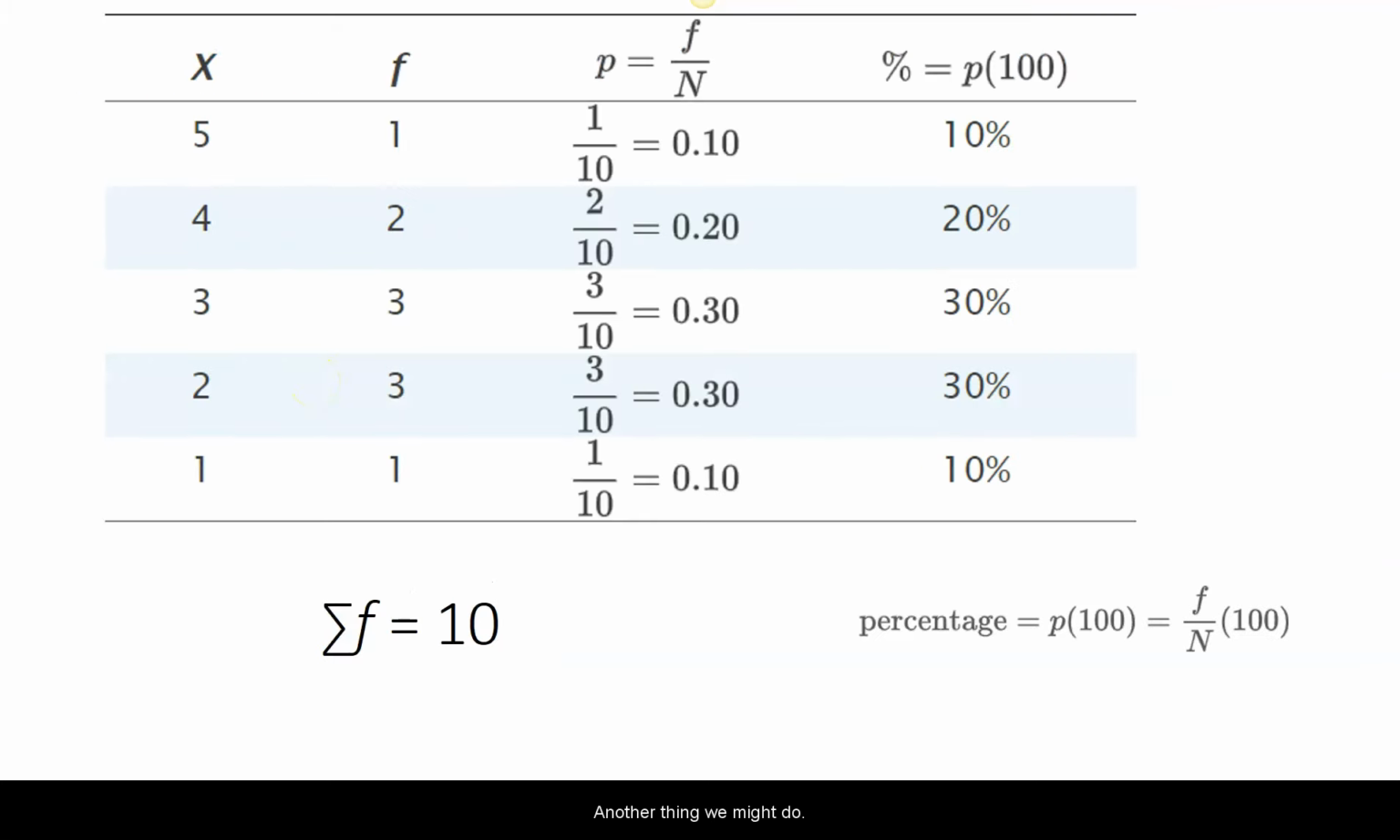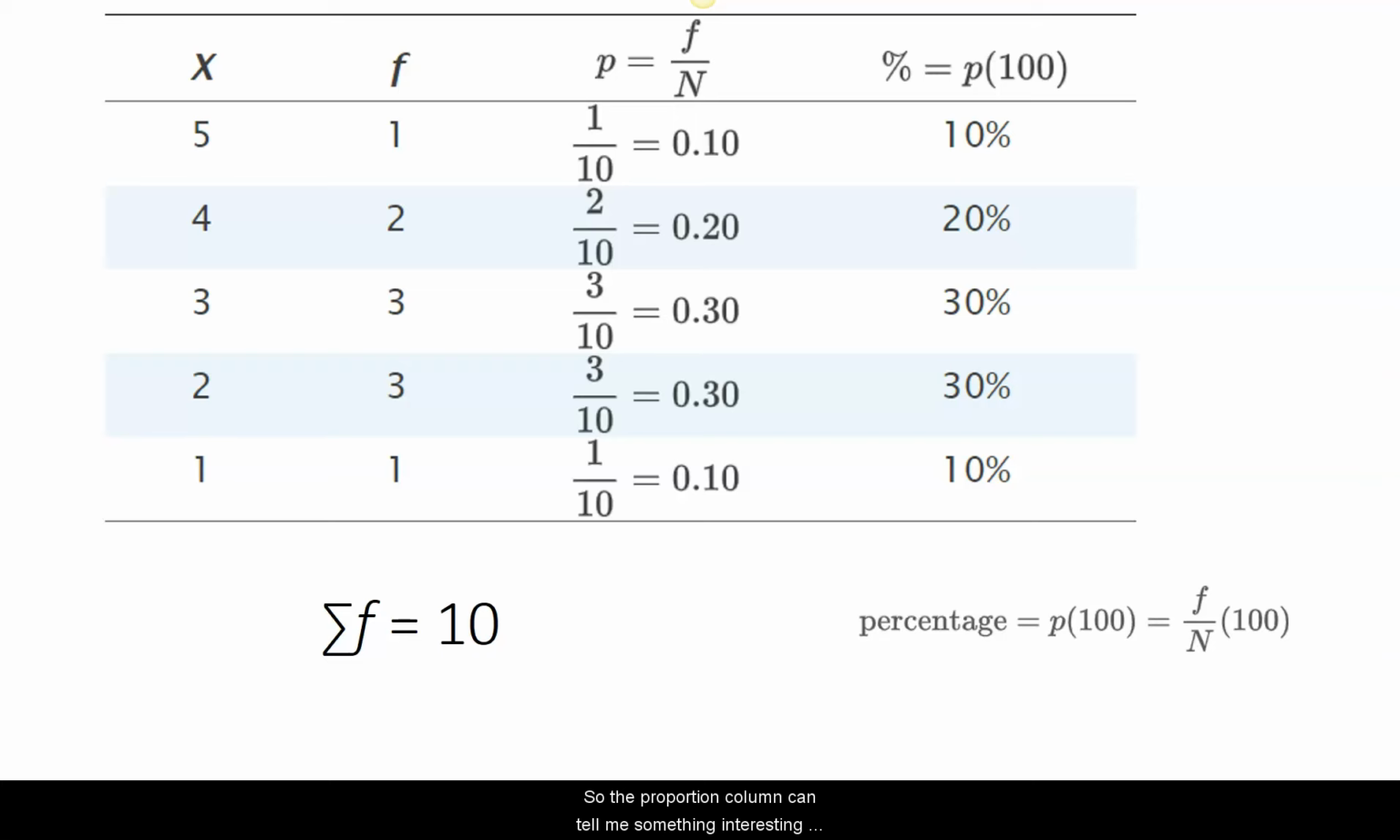Another thing we might do is list a proportion column. Here's another example that might deal with quizzes, let's say, or a satisfaction survey. Let's say it was a satisfaction survey. How was your experience at Jiffy Lube? And I had 10 people fill out the survey, and the highest response was a 5, and the lowest response was a 1. And you can see one person gave a 5, 2 gave a 4, 3 gave a 3, 3 gave a 2, and 1 gave a 1, for a total of 10 responses.